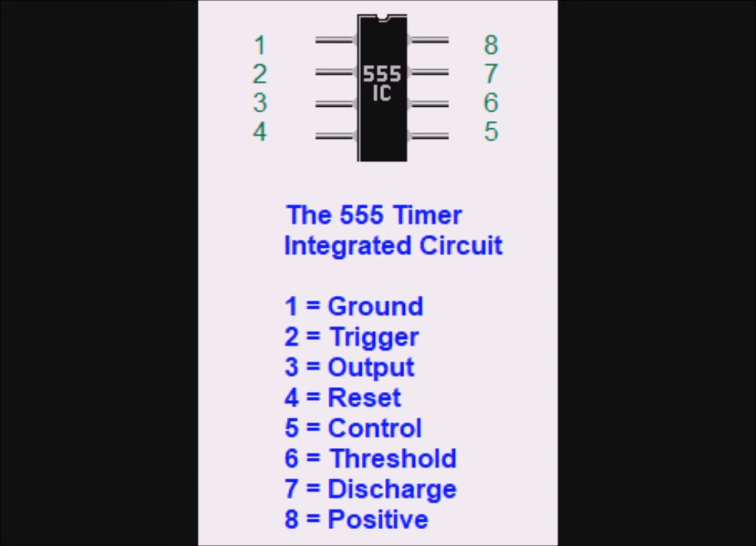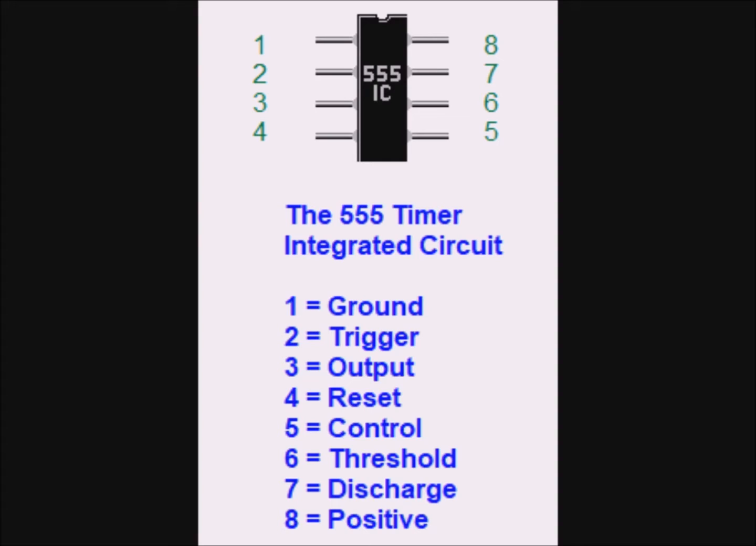In this device, pin 1 is connected to ground, the negative end of the battery, and pin 8 is connected to the positive supply. Pin 3 is the output pin. Initially it is connected internally to ground, so its voltage is 0. When the IC is triggered electronically, it is connected internally to the positive supply, so its voltage equals the voltage of the battery. Pin 2 is the trigger.